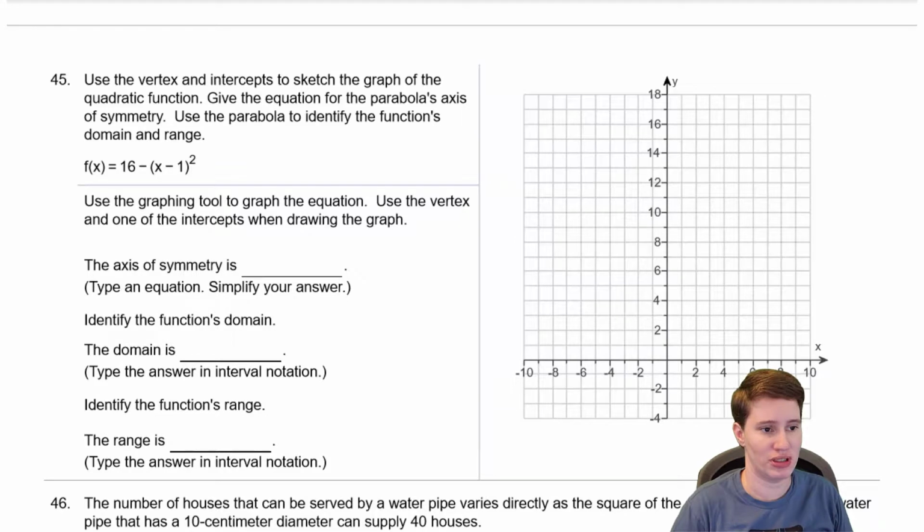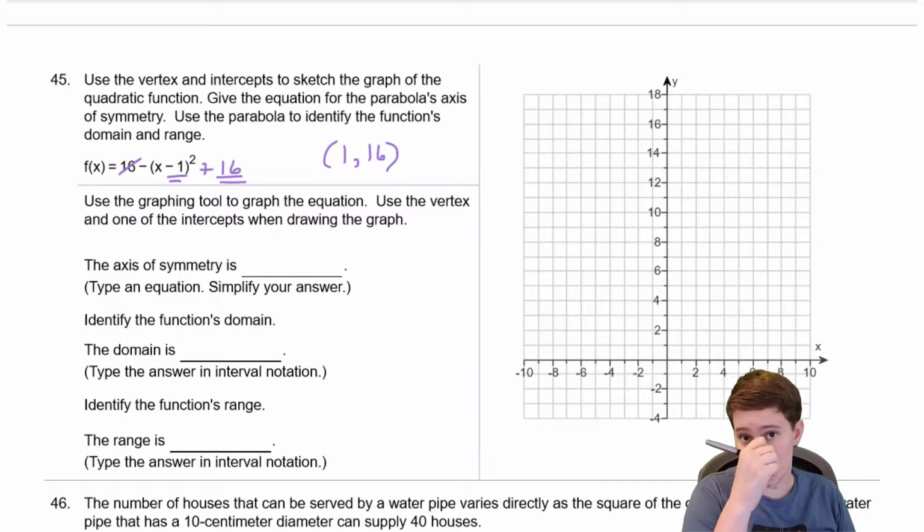Okay, use the vertex and intercepts to sketch the graph of the quadratic function. Give the equation of the parabola's axis of symmetry. Use the parabola to identify the function's domain and range. Now this is written a little bit misleadingly. Normally I would see this 16 as a plus 16 at the back, because now this is vertex form. In vertex form, we look at the number inside and we do the opposite. So the x value of this vertex is positive 1. We take the outside number, the plus 16, and that gives us the y value. And we don't change the sign there.